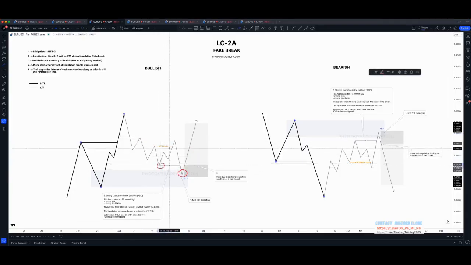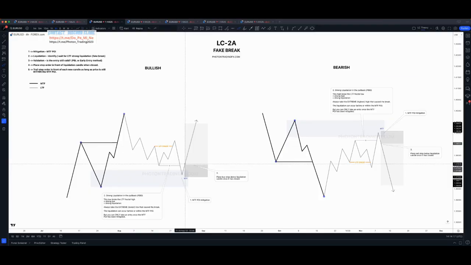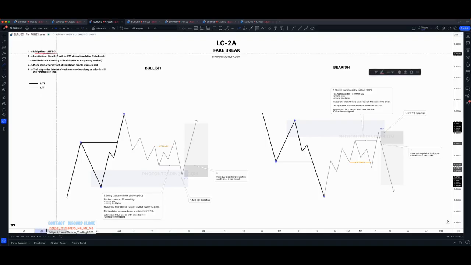Yes, this low led to the change of character there, right? The same way you'll map fractal structure, you should be comfortable with that. Once that change of character occurs, we always take the extreme, okay? And then we can take the entry, which will become clearer exactly how when we hop on the charts, okay? And you can go over that here.